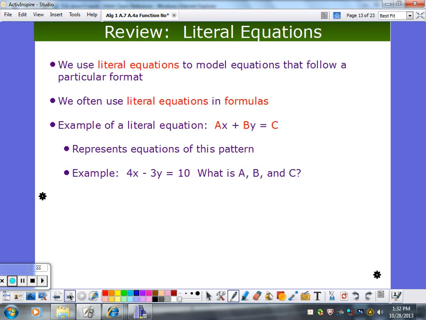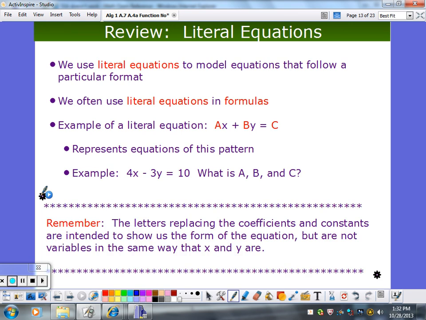All right, we're up to the next thing now. Turn it over. This is a different topic. Well, not completely different, but different. Literal equations. Remember literal equations? We looked at these when we saw ax plus by equals c, where the a, the b, and the c are not really variables. They're placeholders for constants that tell you the format of what it looks like. So the a, b, and the c are not the variables. The x and the y are the variables, and we can play with those.